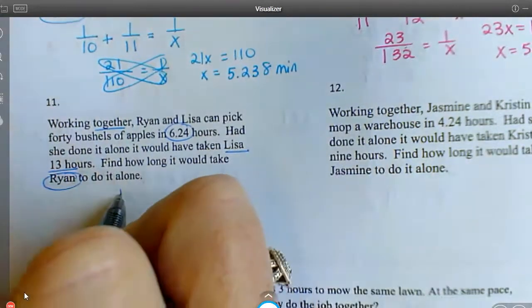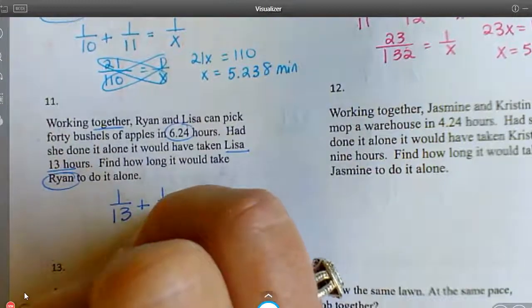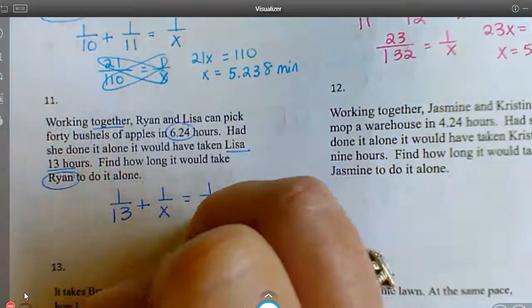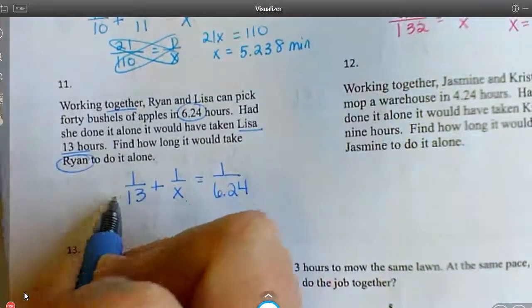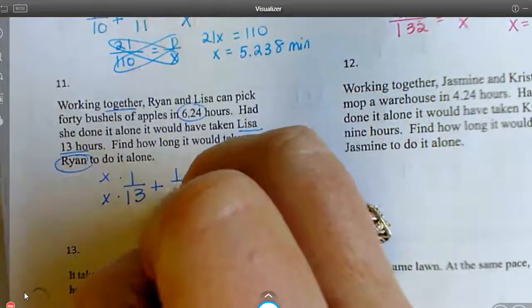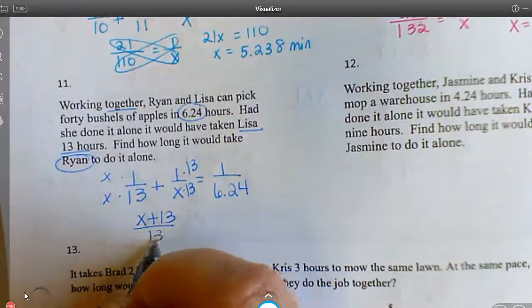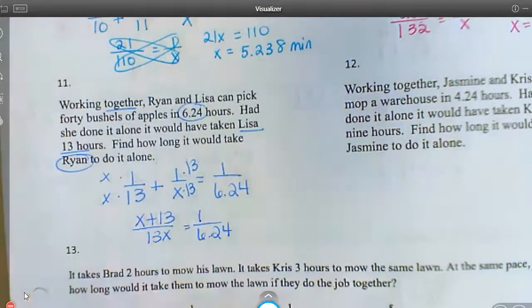Okay, so we'll have 1 over 13 for Lisa. We'll have 1 over x for Ryan because we don't know how much it is for him by himself. And that's going to equal 1 over however long it took them to do it together. In this case, you do need to get a common denominator. You can't just add the 1 over 13 and the 1 over x because there's an x there. So I multiply this by x. Multiply this by 13. We'll get x plus 13 over 13x. That equals 1 over 6.24.